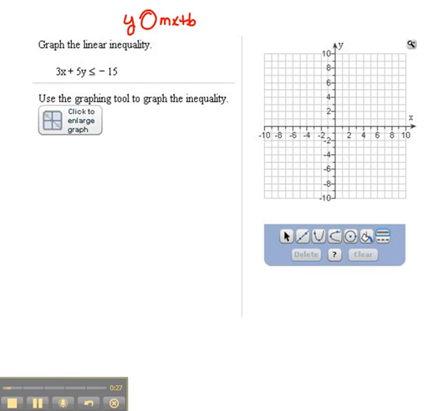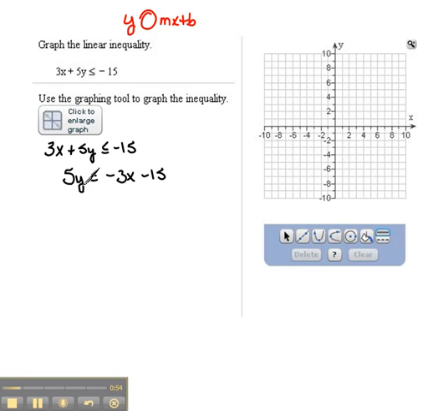So the first thing that I'm going to do is I'm going to have to rearrange my terms so that I end up with y and then everything else on the other side. So I'm going to move the 3x to the right by subtracting 3x from both sides. So I'll have 5y is less than or equal to negative 3x minus 15. I went ahead and put the negative 3x in front so that it's in the proper order.